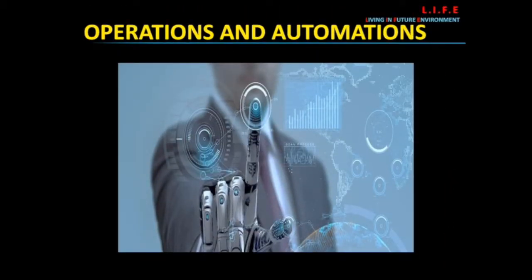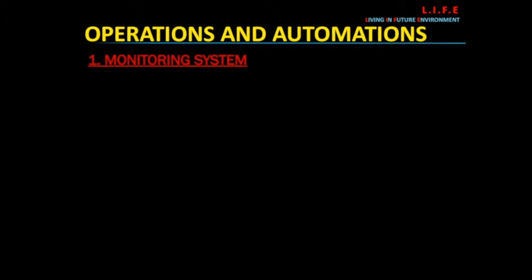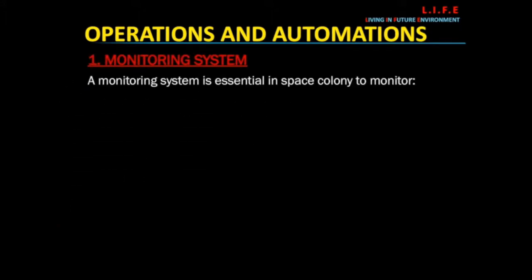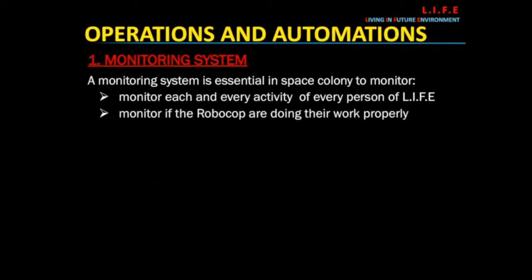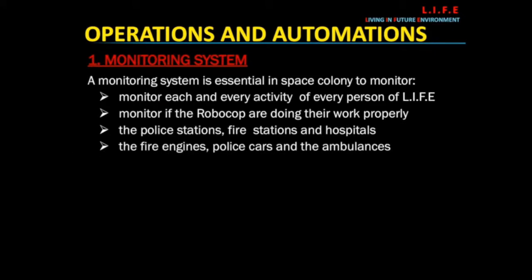Operations and automations. Monitoring system. A monitoring system is essential in a space colony to monitor each and every activity of every person of Life. Monitor if the Robocops are doing their work properly. The police stations, fire stations and hospitals. To monitor the fire engines, police cars and the ambulance. The agriculture, industries and factories and many more.